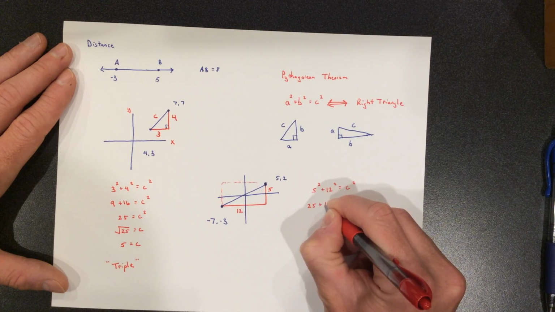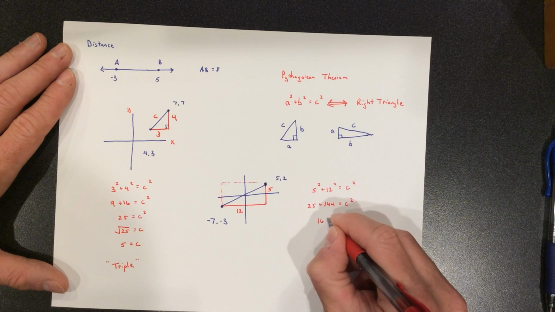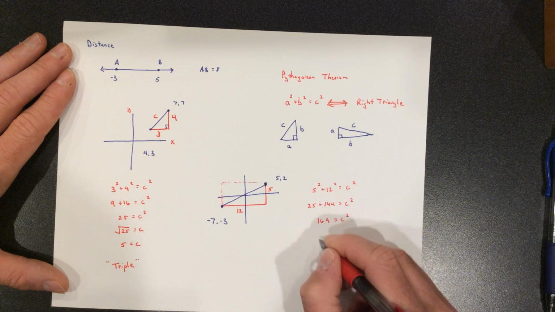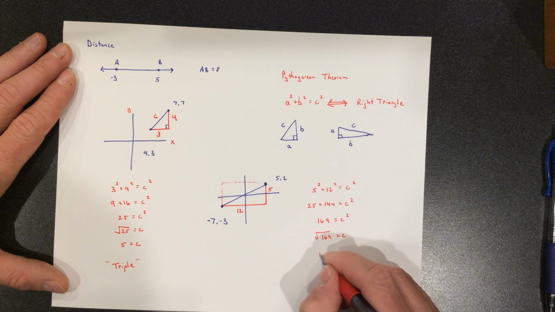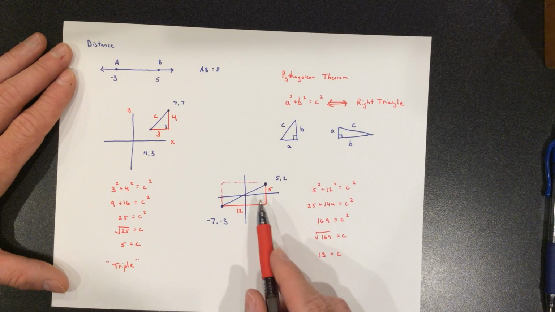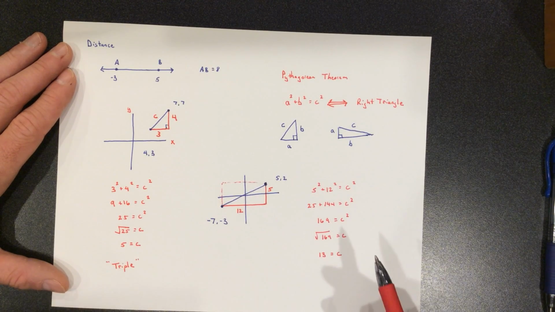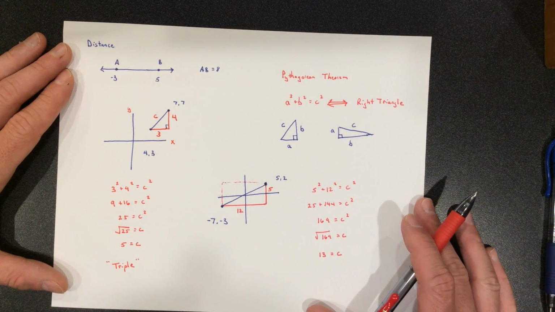25, 144. 25 and 144 make 169. Square root of 169 is c. And then that does turn out to be another Pythagorean triple, 13. So 5, 12, 13 actually also form a right triangle. And I just picked these two because they kind of made it easy.